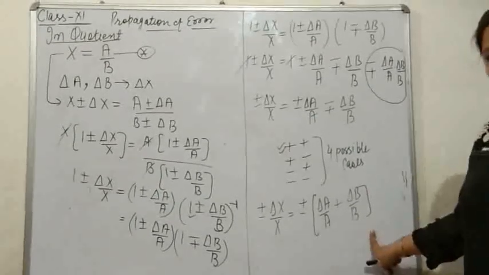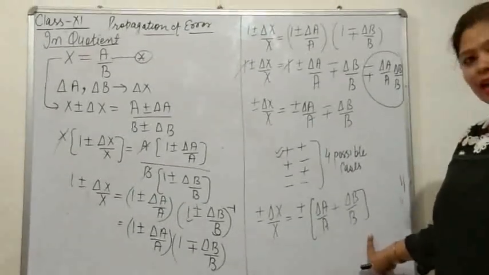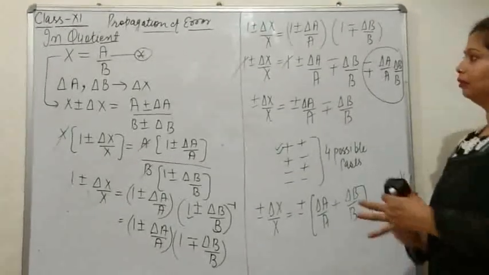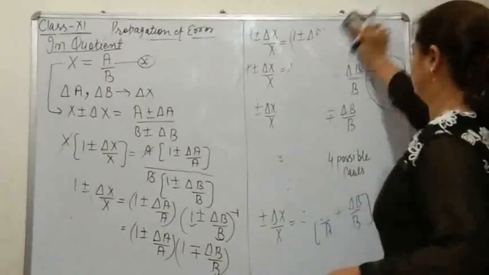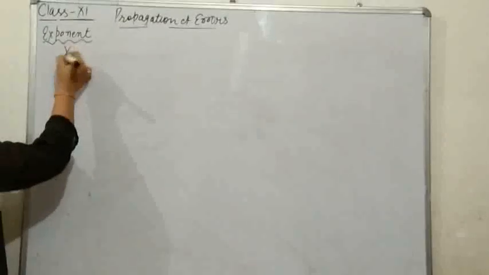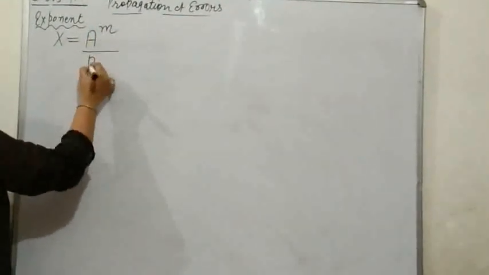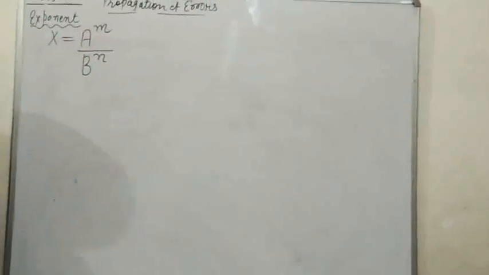Okay. Now continuing towards the last section, exponent, before going towards numericals. Learning about propagation of error in exponent, let us consider x is equal to a raised to the power m upon b raised to the power n.